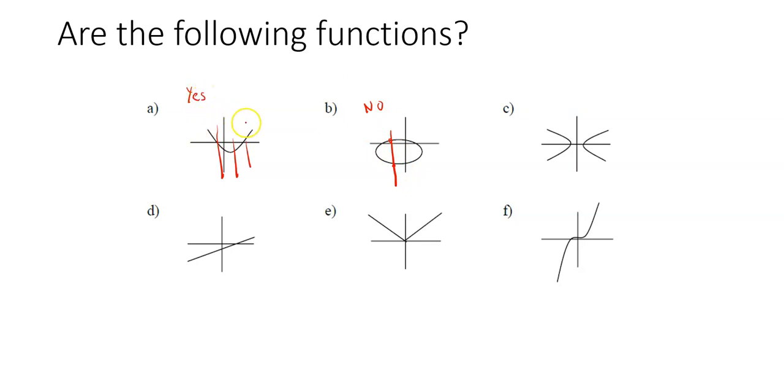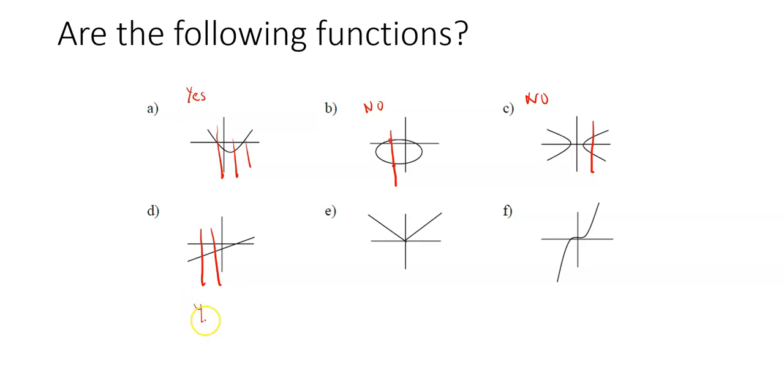Circles, ellipses, things like that, not functions. Look at letter C. Draw a vertical line. It doesn't have to intersect all over the place. It only has to intersect more than once in one spot. So if it does that, not a function. Oblique lines like letter D will always pass the vertical line test. The only exception would be if it's a vertical line. But here in part D, not an issue, passes the vertical line test.